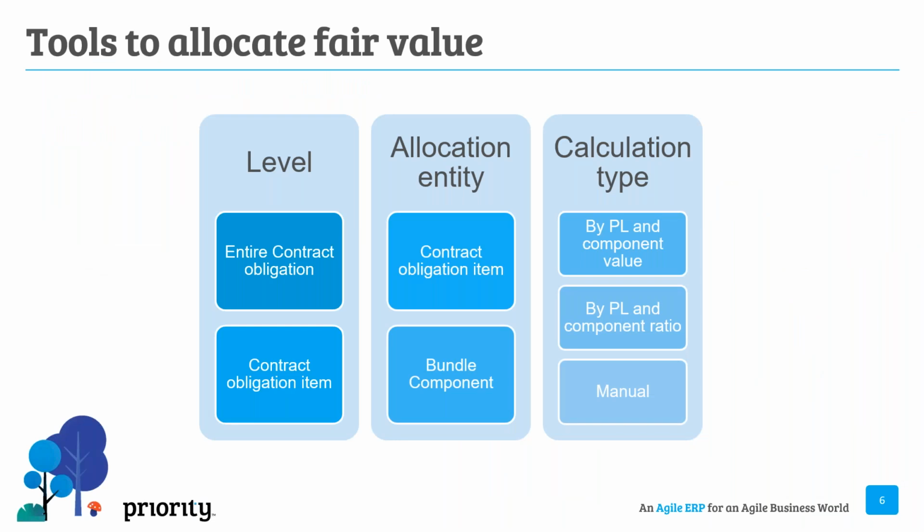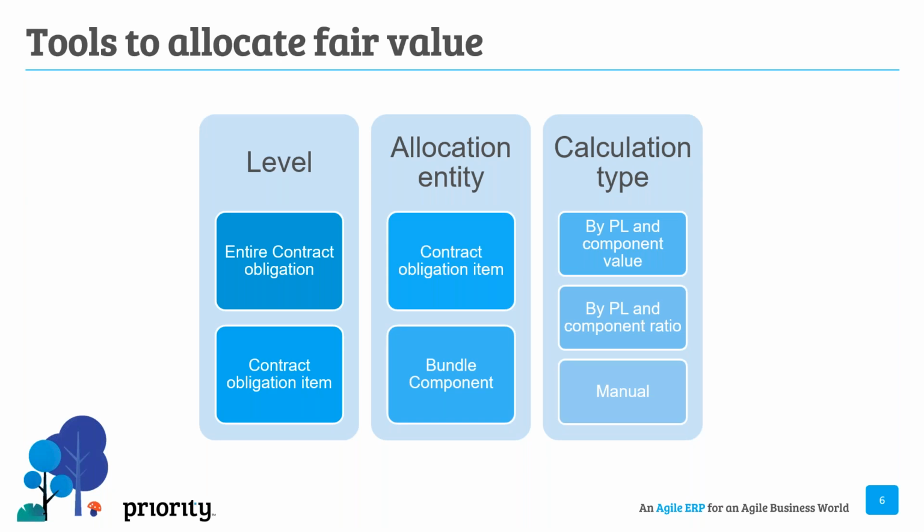So Priority offers a few ways to allocate fair value. The main steps are to describe which level to which entity and how the calculation will take place. The first column on the left describes the fair value level, and we have two options. We can allocate the value of the entire allocation.